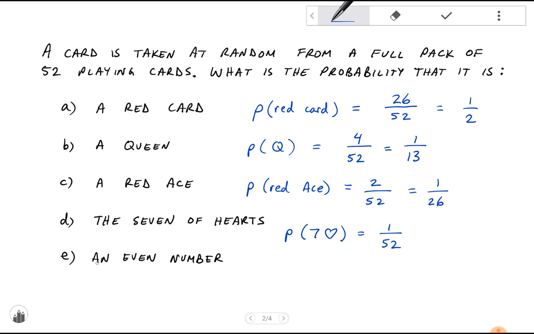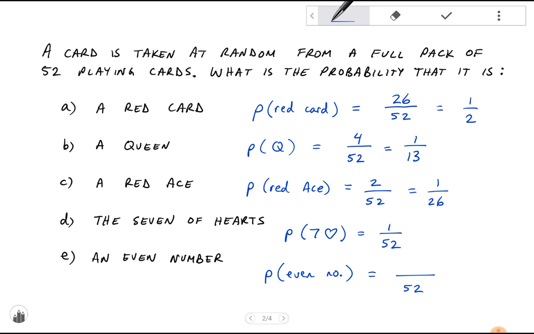Probability of drawing an even number. Okay, we'll probably have to think about this one. The probability of an even number. Okay, well, we know there are 52 cards in the deck, so we can make that the denominator. But on top, we have 2, 4, 6, 8, 10.